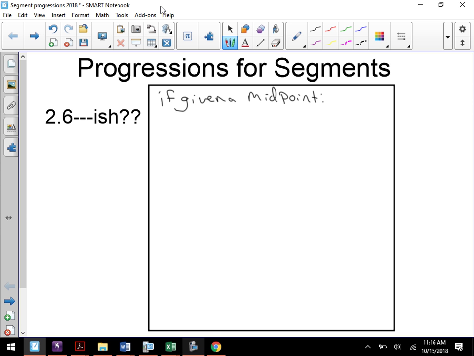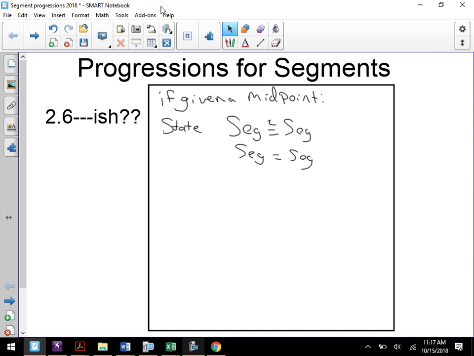So if they give you that you have a midpoint, what can you say? What do you know? What is a midpoint? Let me rephrase that. What does a midpoint do? Cuts it in half equally. Cuts what equally? The segments. So that means you get two segments that are equal to each other, two segments that are congruent. So what you do is you would state either segment congruent to segment, or segment equal to segment.